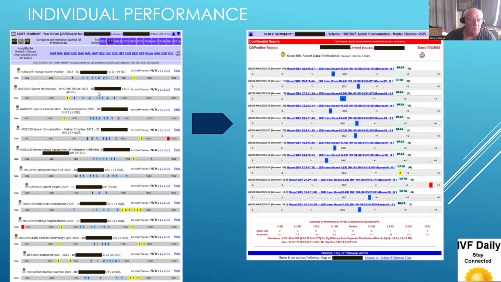So this person has got a wide range; sometimes for their pronuclear, there is a bit of variability. But for any one of these, let's say the hemocytometer or the Makler chamber, this one here, you can click on that and see their own. This is an individual staff member, whose number is blocked out. You can see their performance each month. You can see the mean.